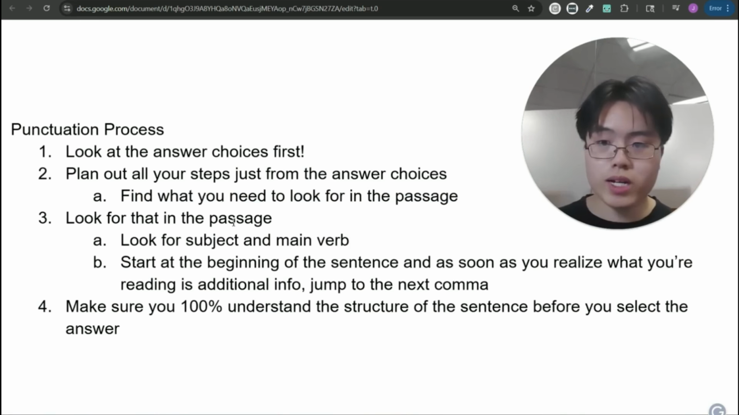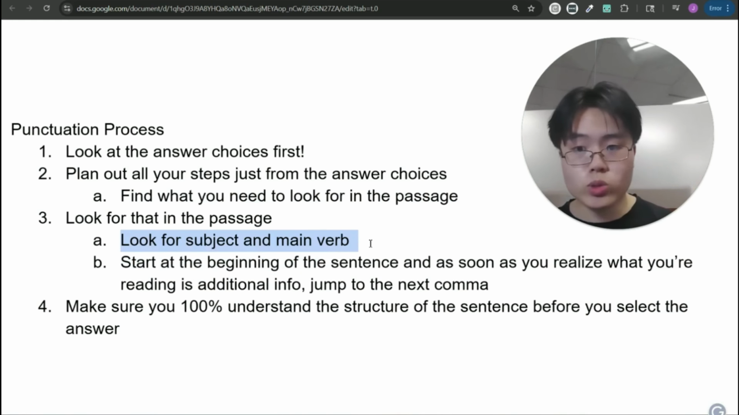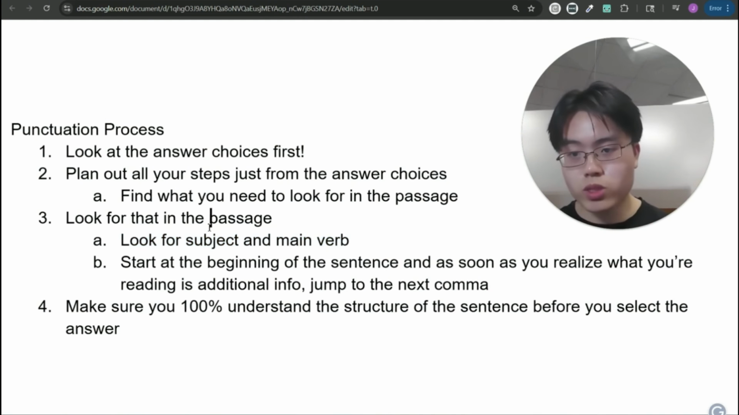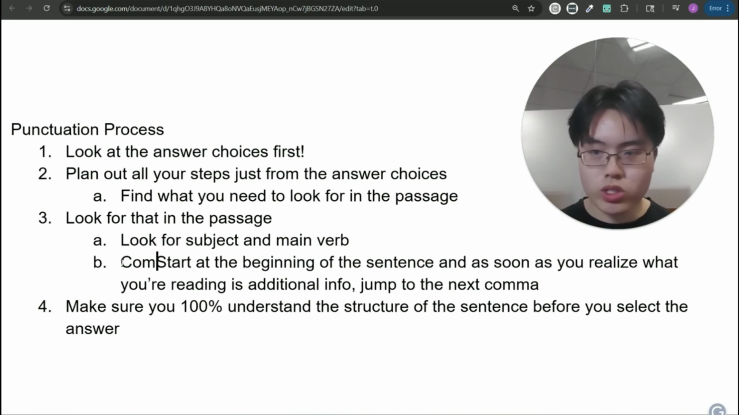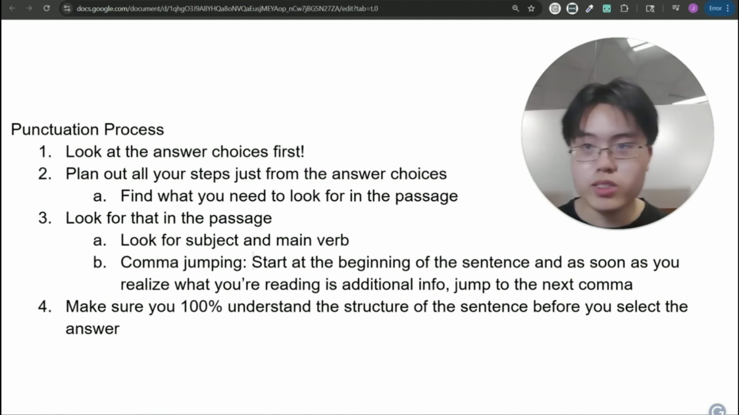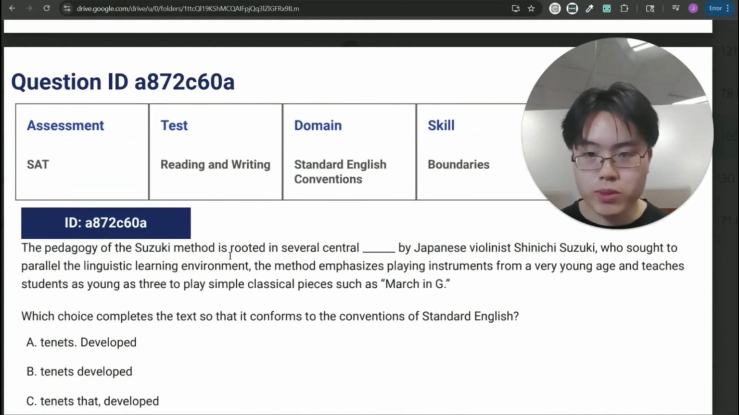And when you go into the passage, you should always be looking for a subject and the main verb. The only exception may be a shortcut. For example, if you see a title and name, you can get the answer right away. If you see a question mark question, it's pretty much its own type of question at that point. So the only exception may be shortcuts. In every other scenario, you should be looking for a subject and a main verb. And the technique is what I like to call comma jumping. Now, this is super powerful because you don't have to understand the sentence at all. You just need to jump from comma to comma, okay?